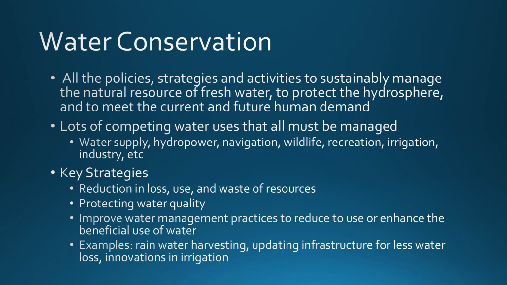So things just like reducing our use of water. So turn the faucet off while you're brushing your teeth and washing your hands and things like that. Also making sure you're replacing your pipes so that you're not losing water, contaminating water, and just kind of keeping an eye on how we're using our water. Also protecting our water quality. Water that is contaminated cannot be used. And also improving our water management practices to reduce use or enhance the beneficial use of water. So things like rainwater harvesting, updating our infrastructure for less water loss, innovations in irrigation, stuff like that.